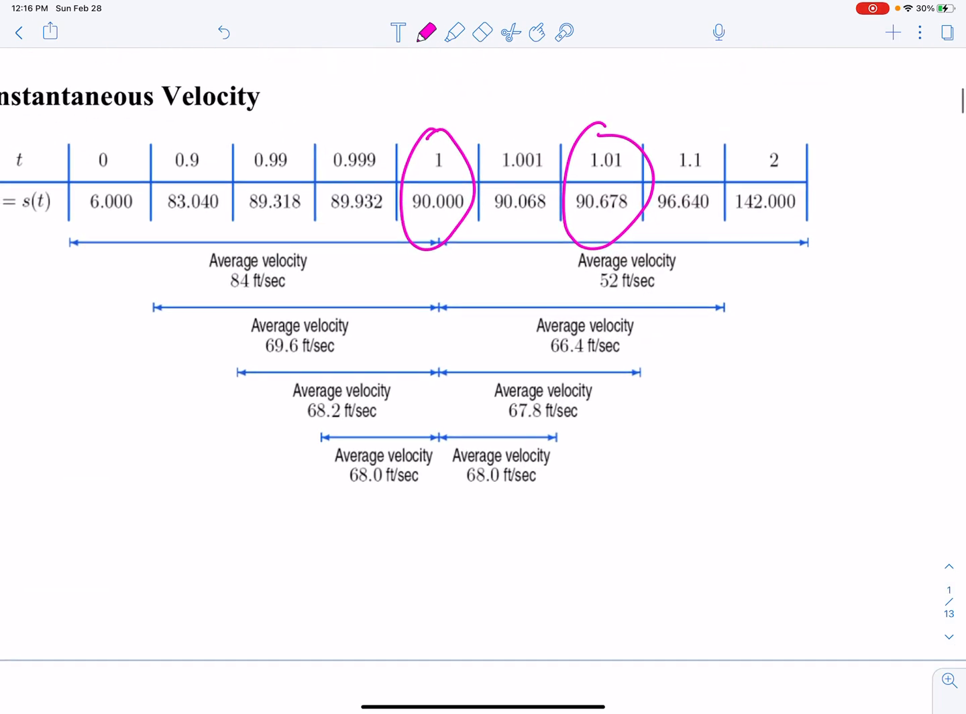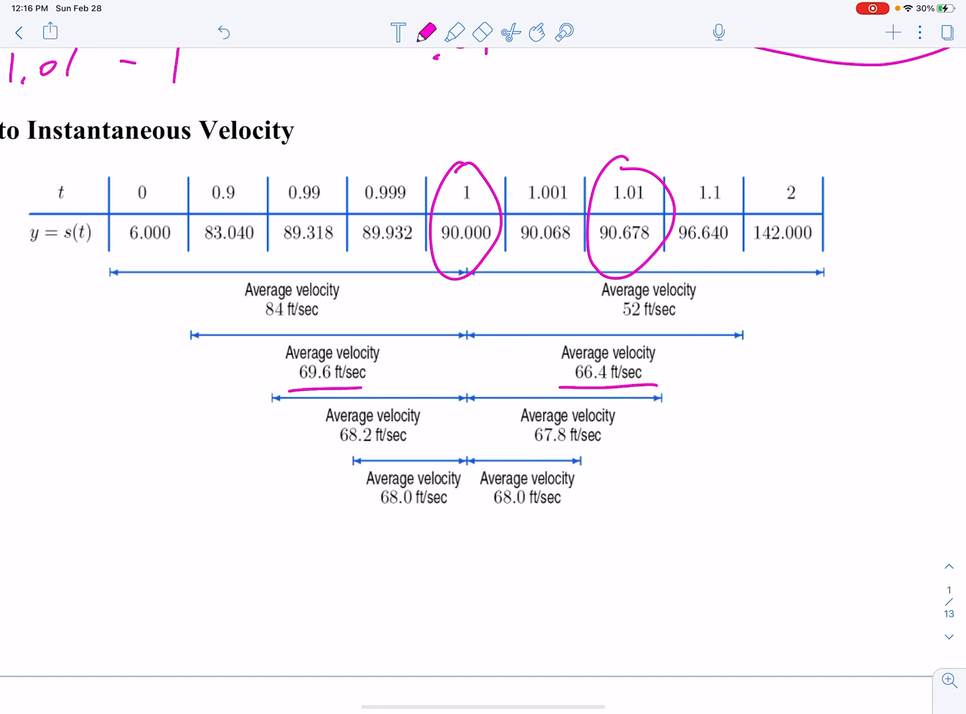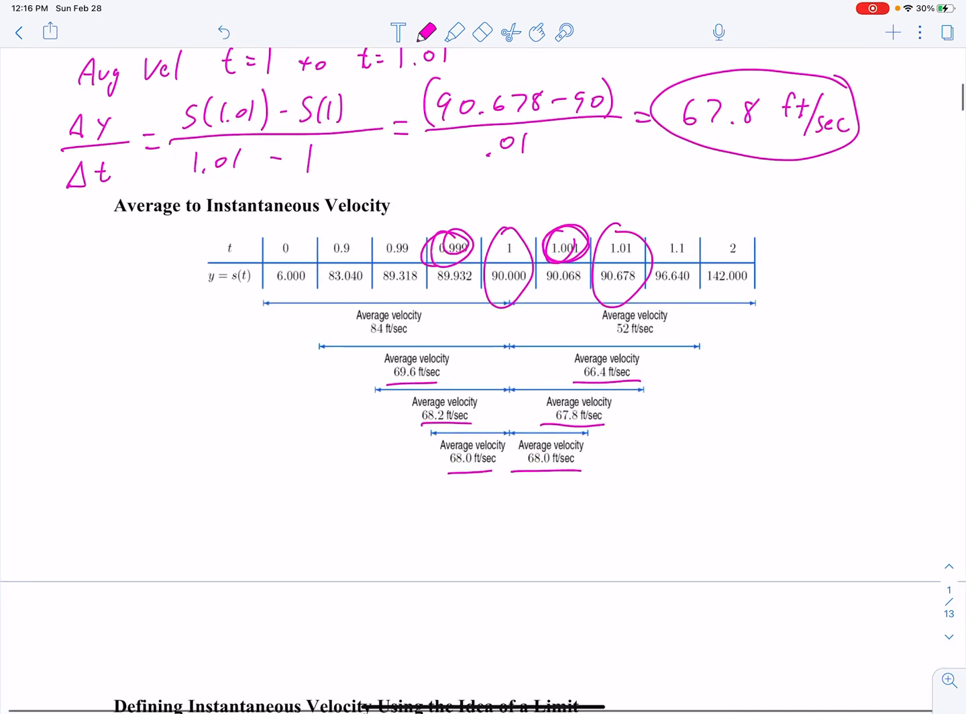All right, and you can see what they're doing here on the chart. They're just making these intervals smaller and smaller, and they see that average velocity is getting really close to 68 feet per second the closer we get to 1 second. So that's the concept we're doing here: we're going to start making that time gap in the calculation of the slope smaller and smaller, and that's going to give us a much more accurate representation of what's happening at a specific time instead of over a time interval.